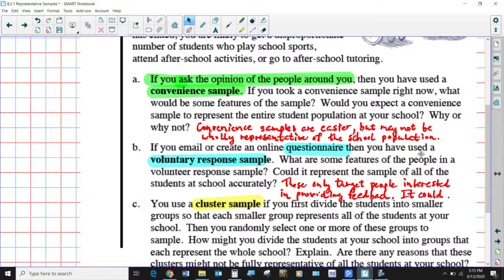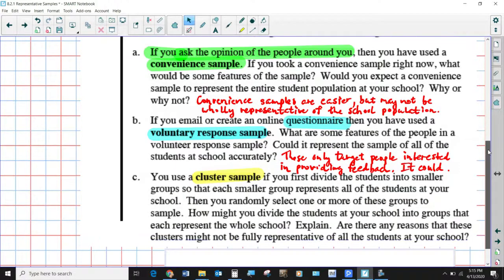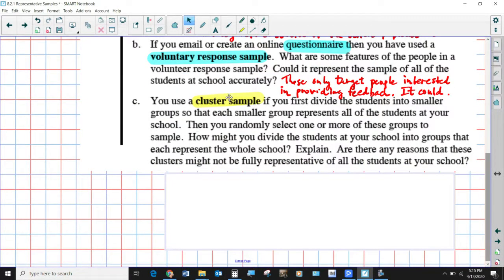And then the cluster sample. This one is one I actually like the best. You use a cluster sample if you first divide the students into smaller groups so that each smaller group represents all the students at your school, then you randomly select one or more of these groups to sample. How might you divide the students at your school into groups that each represent the school as a whole?